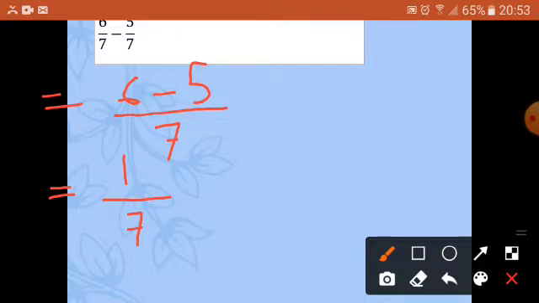I hope you understand the concept of sum and difference of fractions with the same denominator.